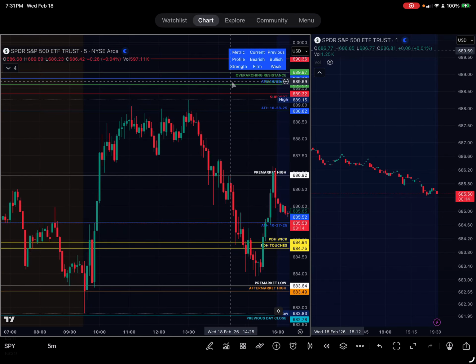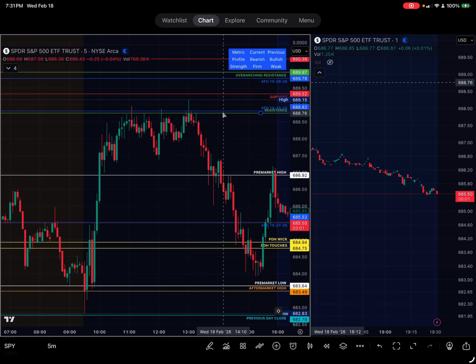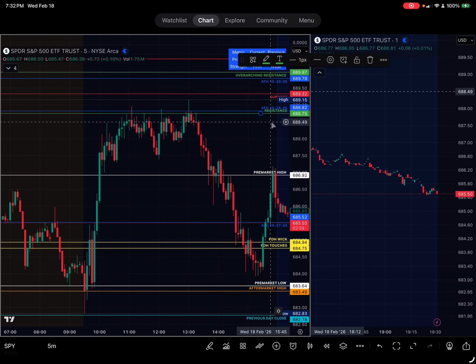So coming into the afternoon session, let's say that you were going to trade from 1:15 or 1 o'clock up to the 3:30 window. For me, that's just a little too much screen time. Other people love that. I don't personally like that much screen time. So I would very, very clearly mark resistance at 688.75.